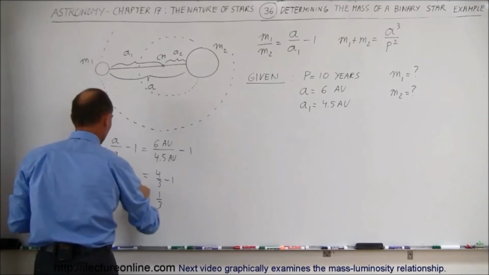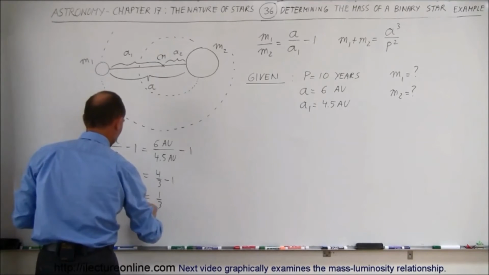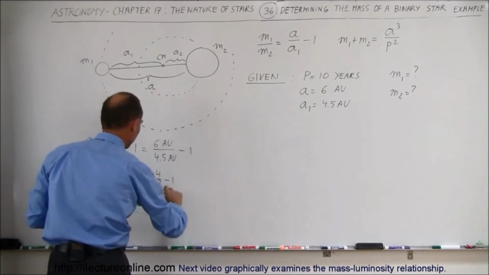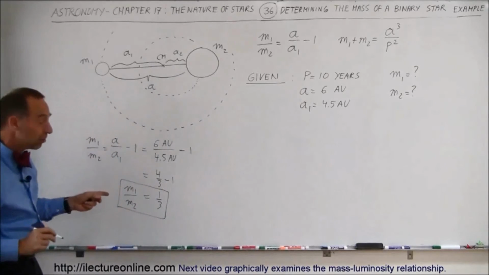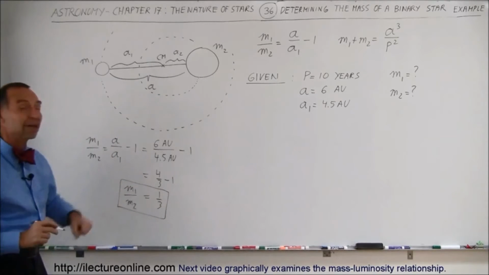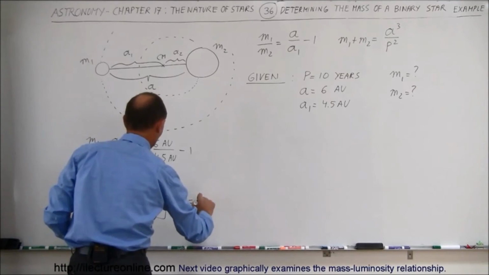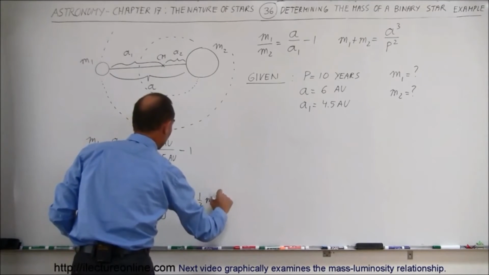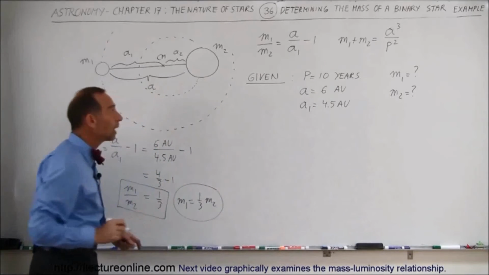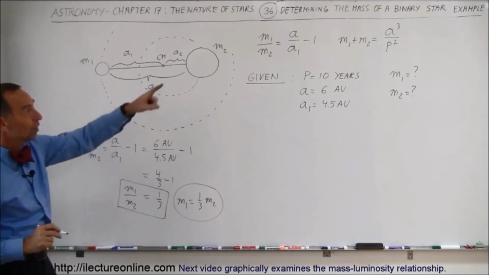So that means that the ratio of the small mass to the large mass is 1/3, which means the small star has 1/3 the mass of the big star. So we can say that from this, m1 is equal to 1/3 the mass of the large star. Okay, now we go ahead and use that equation.